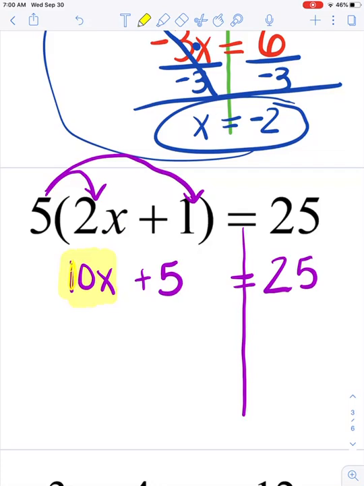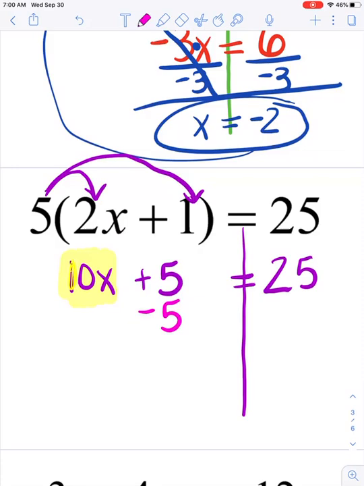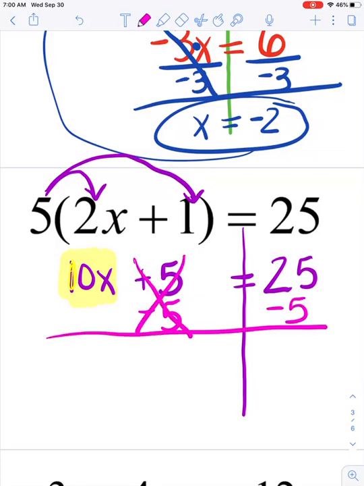And I'm going to go ahead and undo this adding 5. So the opposite of adding 5 is subtracting 5. So I'm going to do that on both sides. Those cancel. I'm left with 10x is equal to 20.